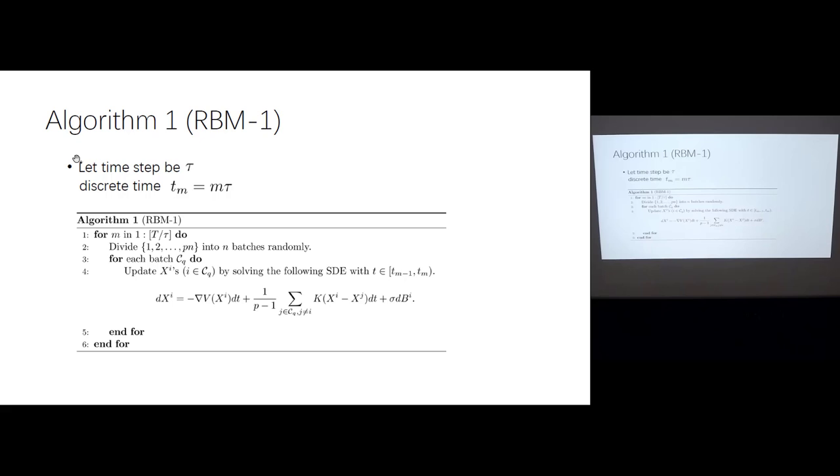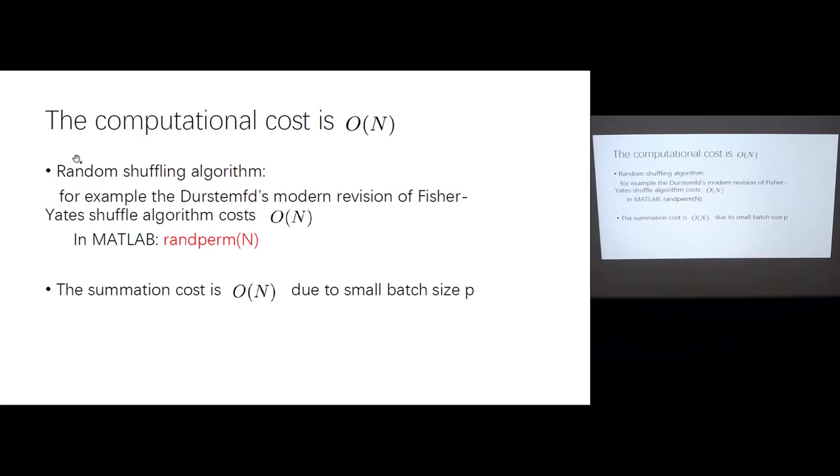How do you choose the batches? Random. Random shuffle. Completely random. Uniform. So the overall computation per time step is clearly O(n). I promise it's very simple. It really cannot be simpler.